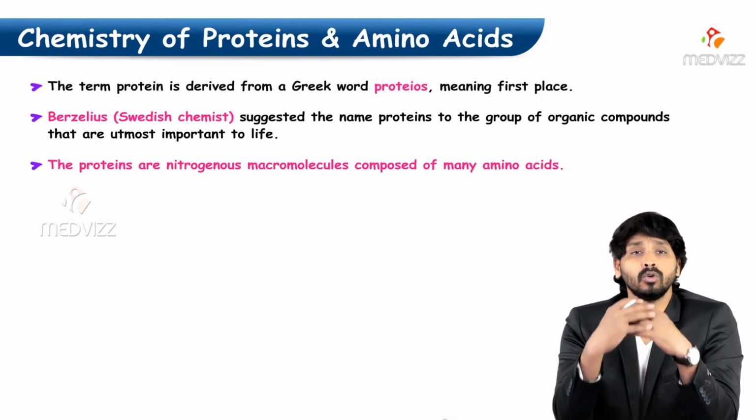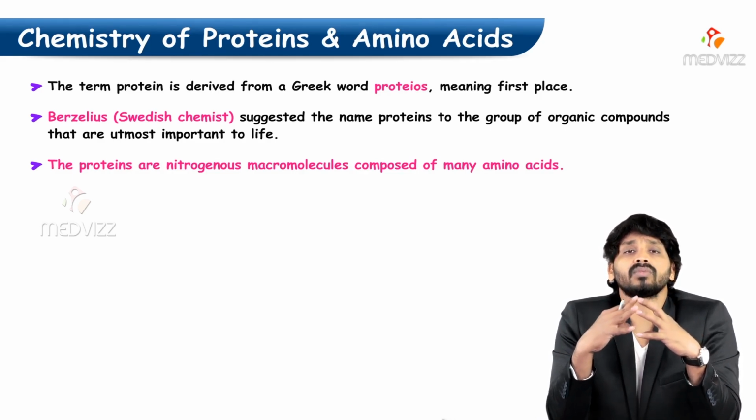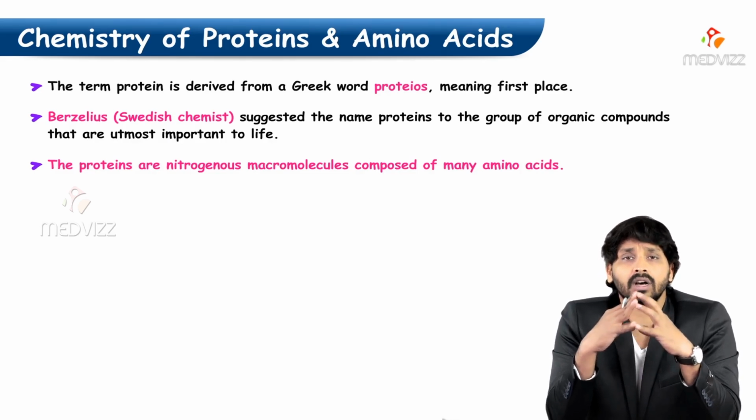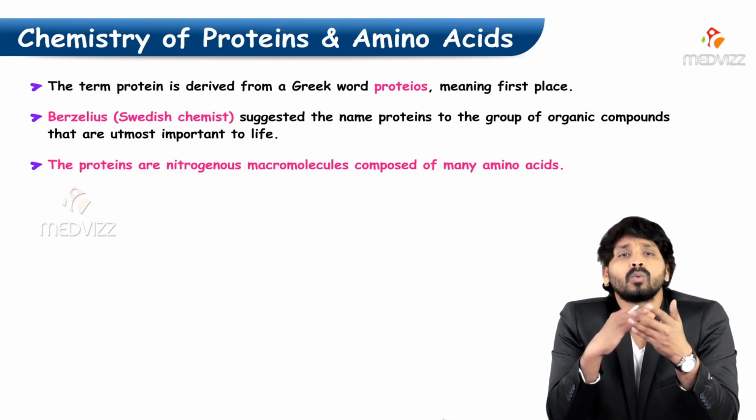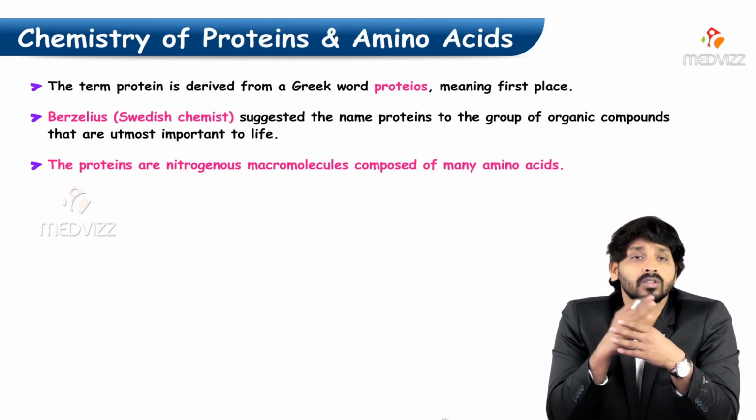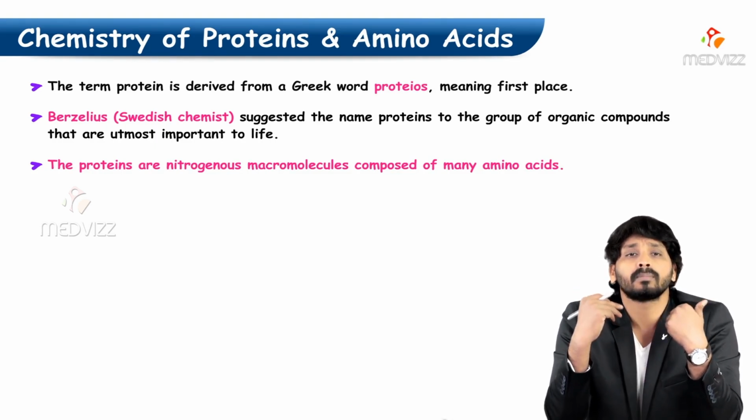One more important point regarding proteins is that they are rich sources of nitrogen. So far we have seen carbohydrates and lipids, which are made up of carbon, hydrogen and oxygen. Apart from these, we do require nitrogen, sulfur and phosphorus. The main source of nitrogen in our body is protein.